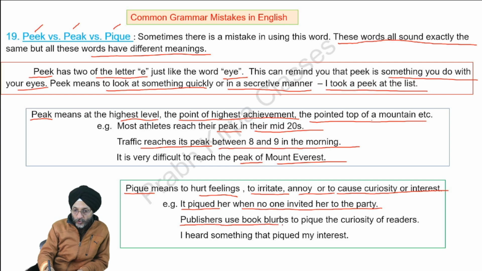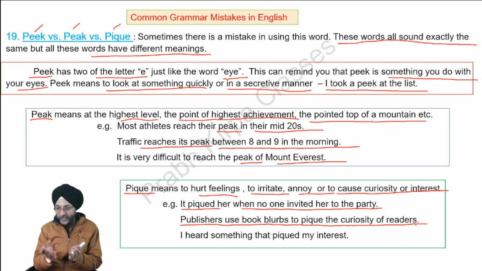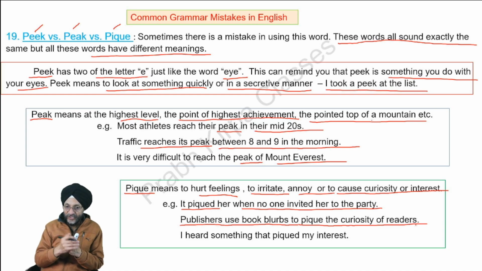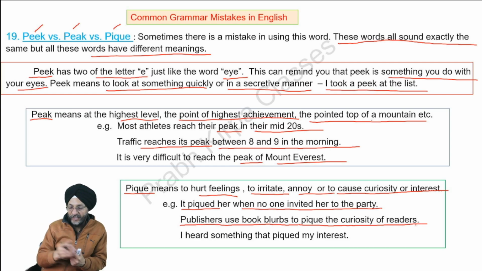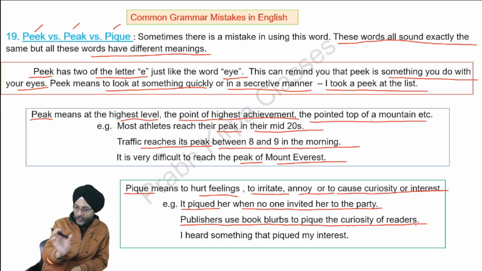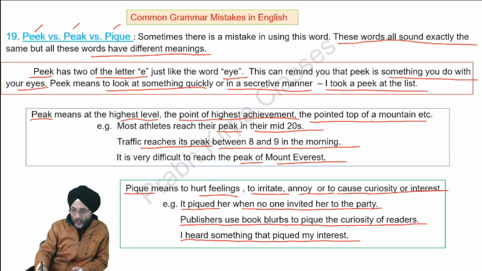Publishers use book blurbs to pique the curiosity of readers. That is, to create the interest of the readers, they use book blurbs. That is some short story about what the book is about. As you will see in movies, you see some short form. I heard something that piqued my interest. Here it means to arouse curiosity.